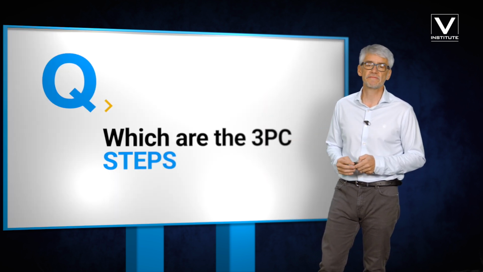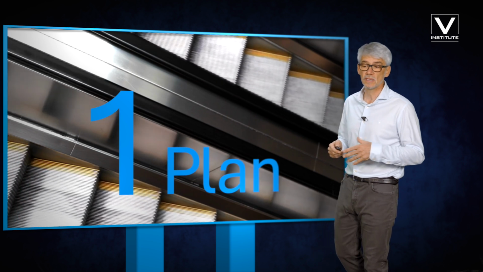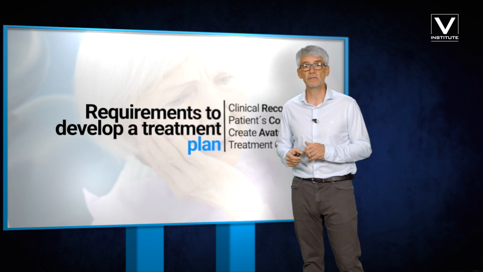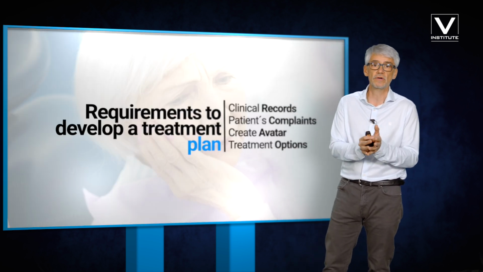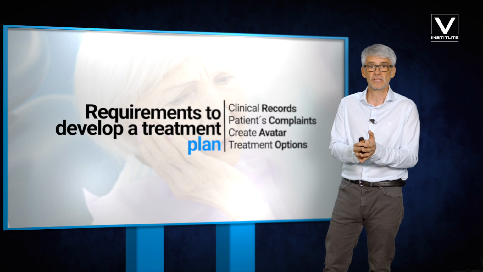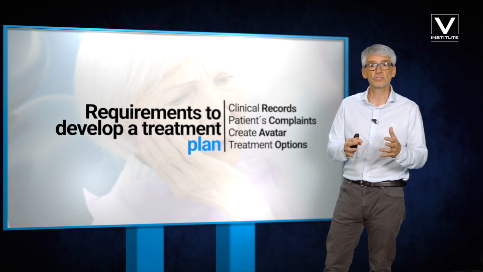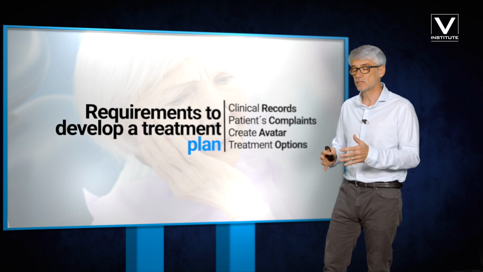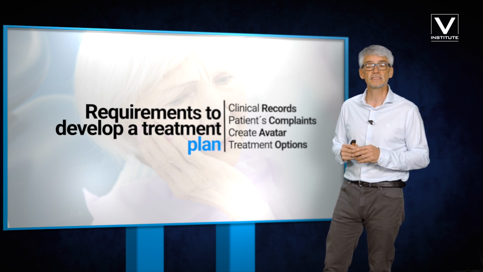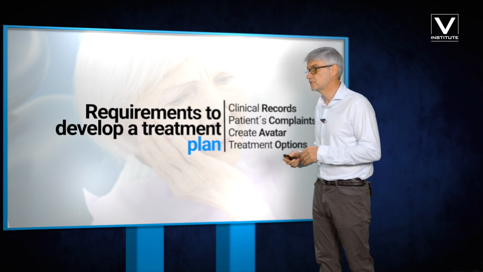Which are the steps that we have to follow? First, we have to plan. And to plan, we need to use technology. We need to use software. Nowadays, there's no need to do this kind of wax-up on the plaster model, so we can do it virtually. But first, we need to create our virtual patient. We need clinical research. We need to listen to the patient to get his complaints. And we are going to create this virtual avatar.